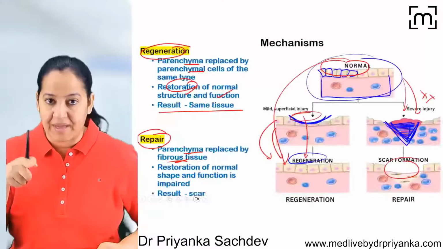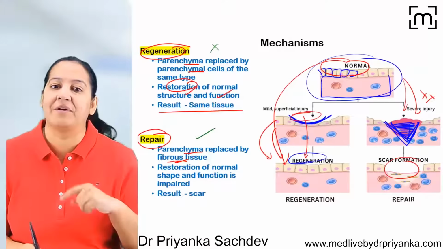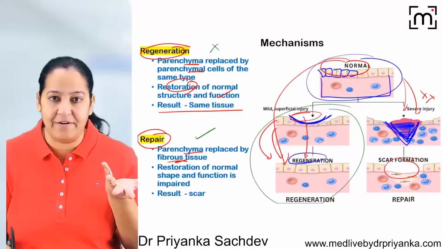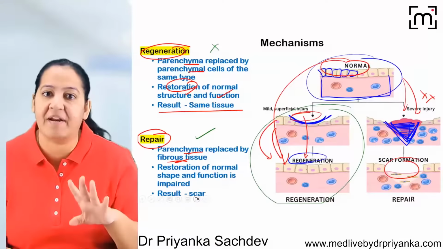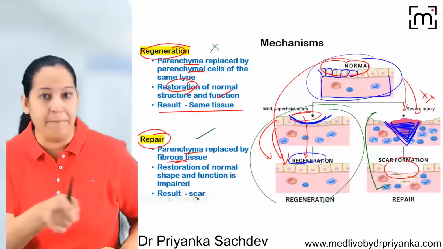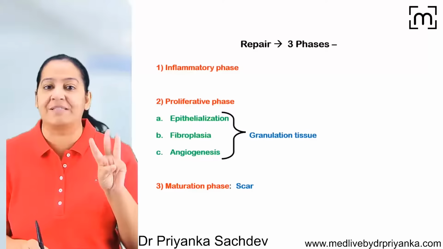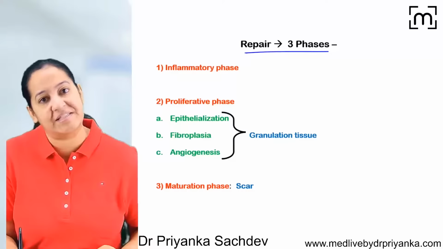Now, out of the two mechanisms, I will not teach you regeneration in detail. Repair is important. In regeneration there are not many steps; the same parenchyma is replaced by the same parenchyma. But we have to understand how the scar forms. So let me continue with repair. I will teach you the steps of repair. There are three steps, three phases, in the repair.